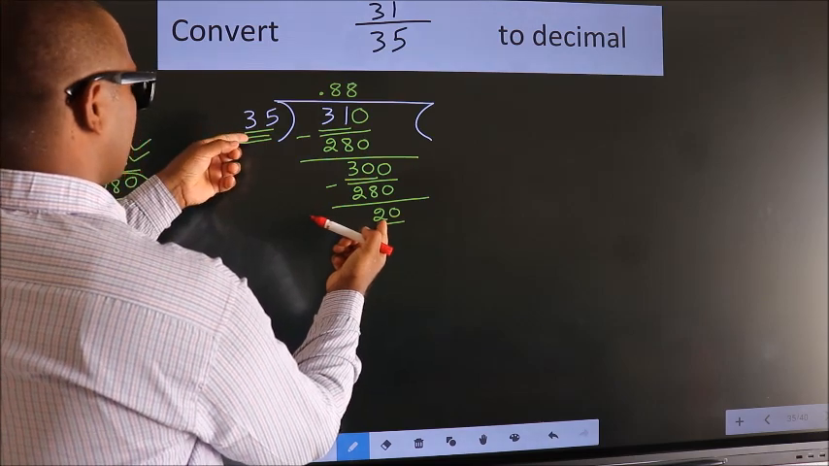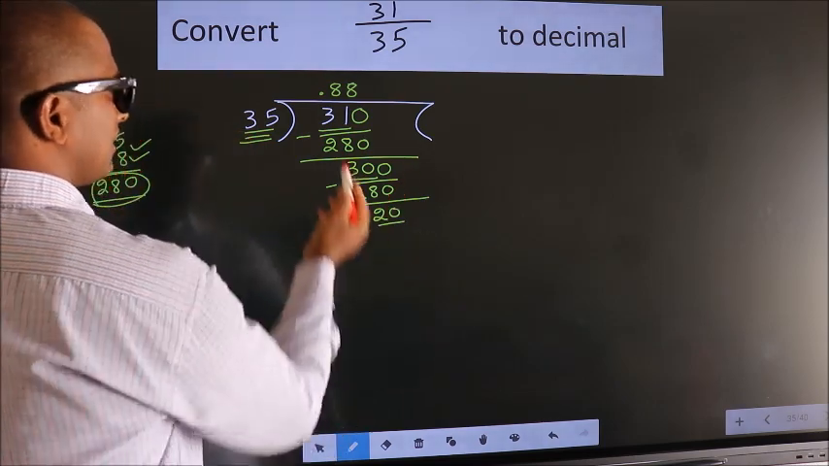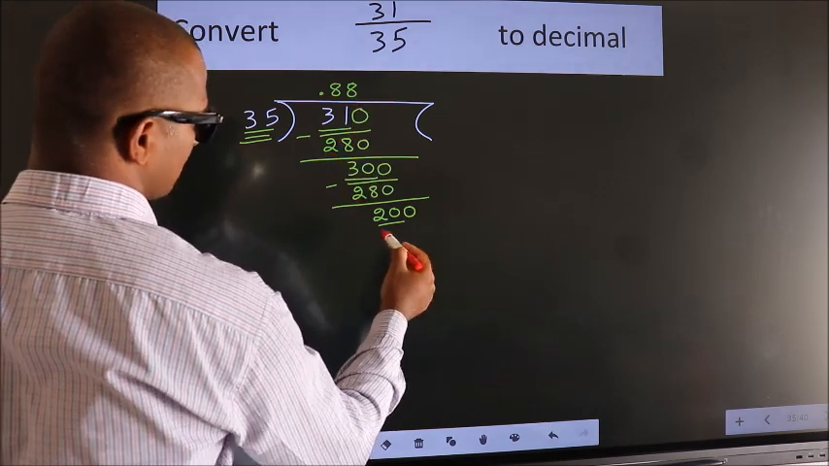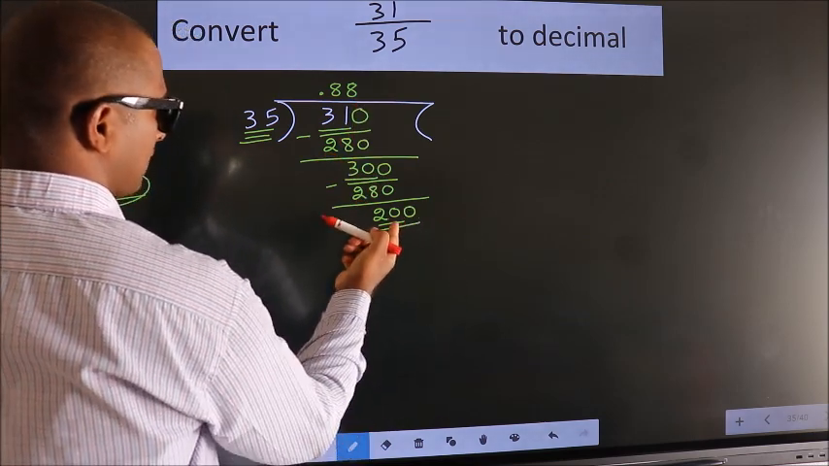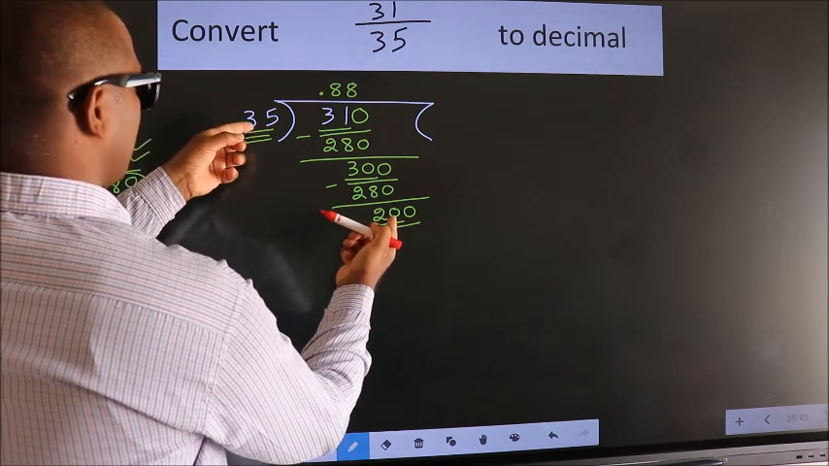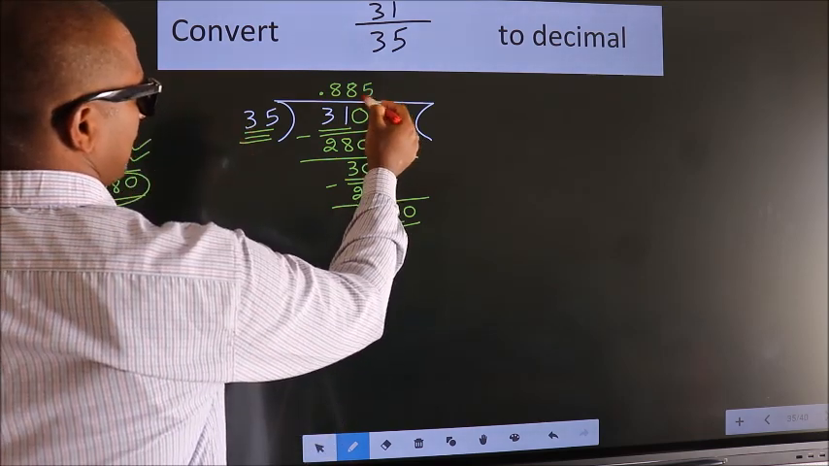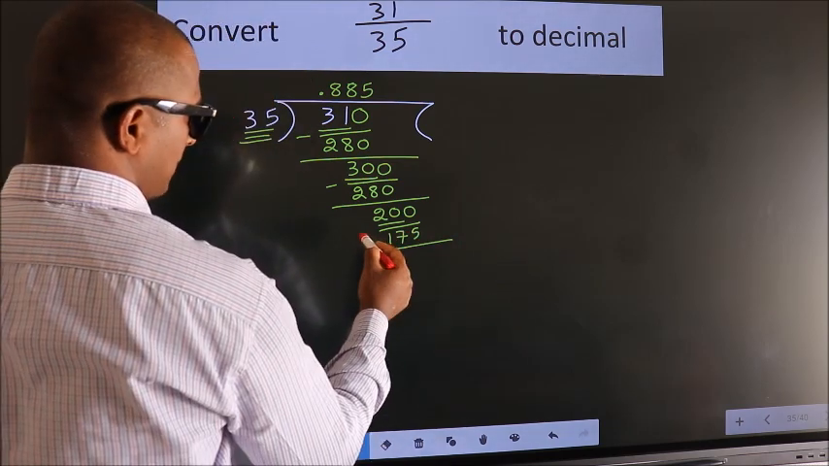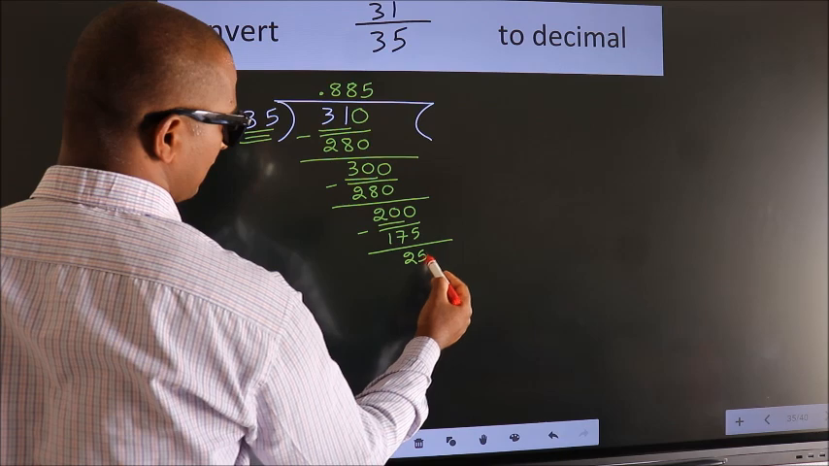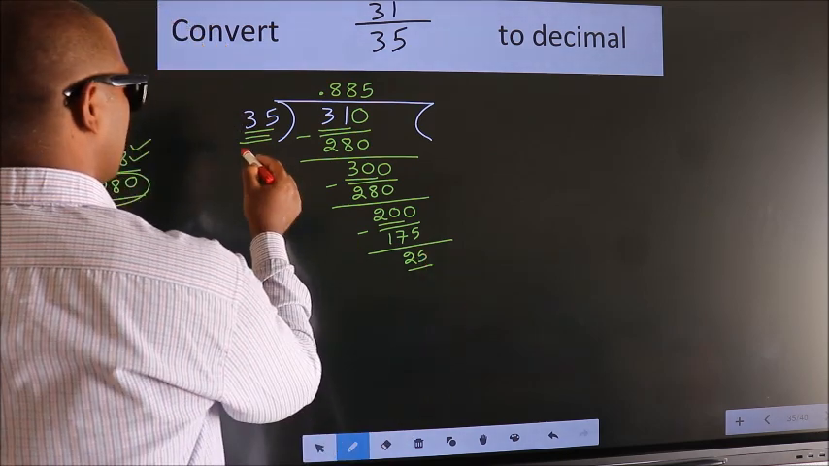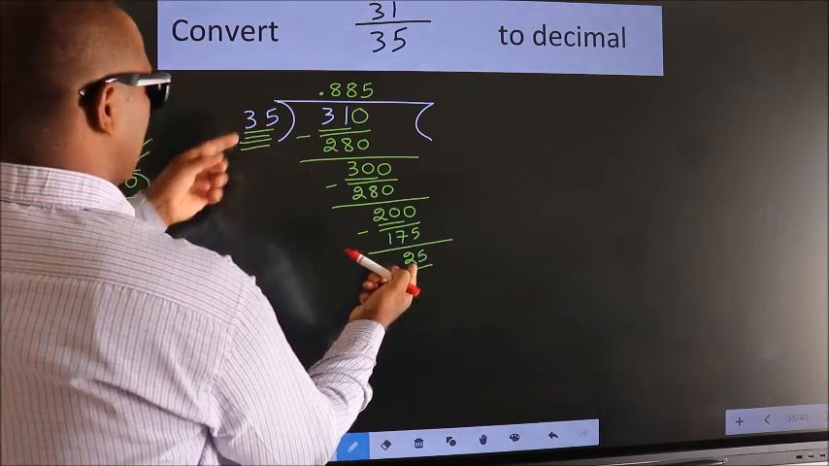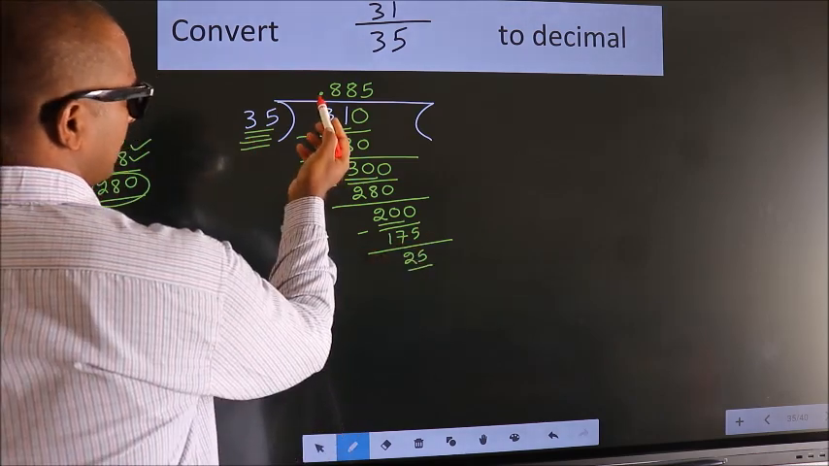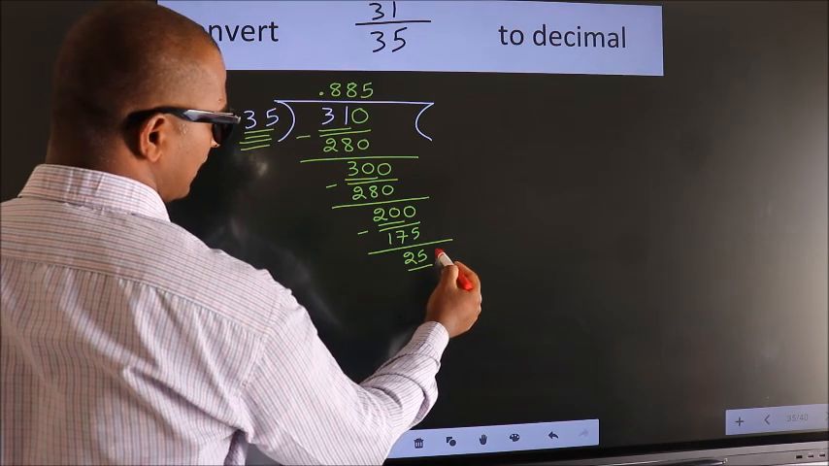20 is smaller than 35. And we already have the decimal, so we can directly take 0. So 200. A number close to 200 in the 35 table is 35 fives, 175. Now we subtract, we get 25. Here we have 25, here 35. 25 is smaller than 35. And we already have the decimal, so we can directly take 0.